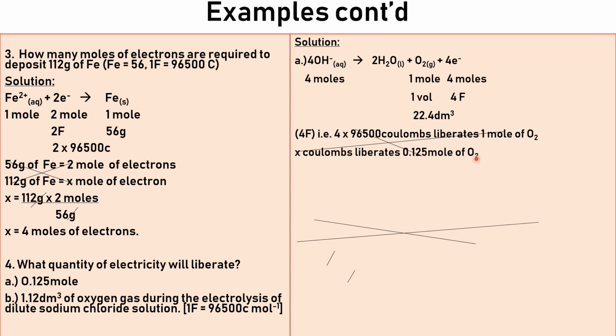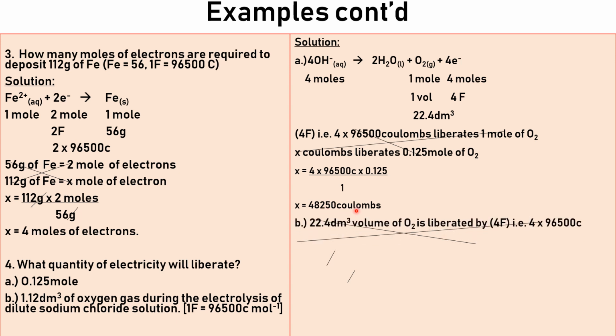0.125 mole of oxygen. So what I did was to cross multiply. So this with this, and x goes with 1 mole. So we have 4 times 96,500 coulombs times 0.125 divided by 1, and that will give you what? The quantity of electricity that is required to liberate 0.125 mole of oxygen gas is 48,250 coulombs.